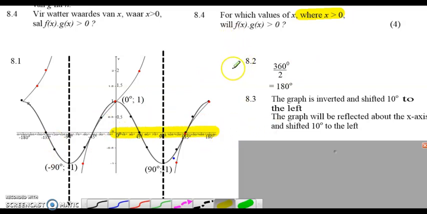Now it asks us, where will the function of f of x multiplied with the function of g be greater than 0, meaning giving me a positive result. Positive is obtained by multiplying a positive with a positive or multiplying a negative with a negative.